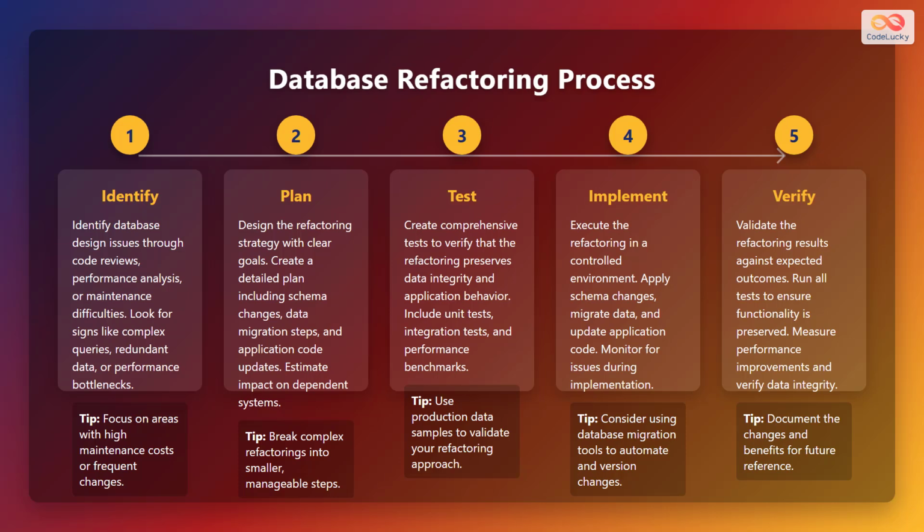The fourth step is to implement. Execute the refactoring in a controlled environment. Apply schema changes, migrate data, and update application code. Monitor for issues during implementation. Consider using database migration tools to automate version changes.